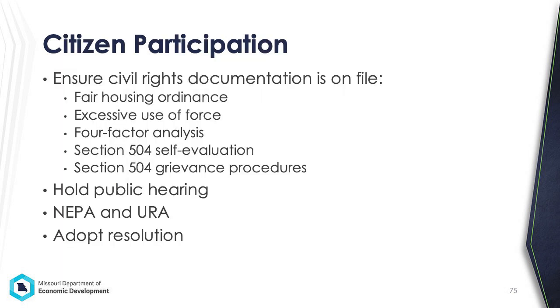Once the preliminary cost estimate is complete, you can start gearing up for the application public hearing. Before the public hearing, certain civil rights requirements should be met. The applicant should have a fair housing ordinance, excessive use of force policy, four-factor analysis, Section 504 self-evaluation, and Section 504 grievance procedures. Samples of all of these are available on our website.